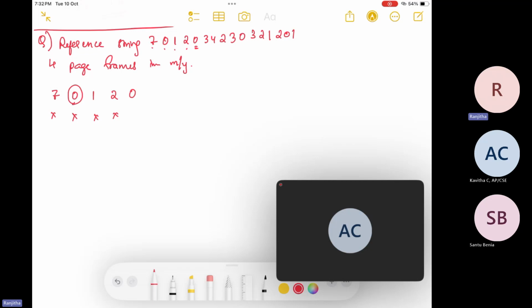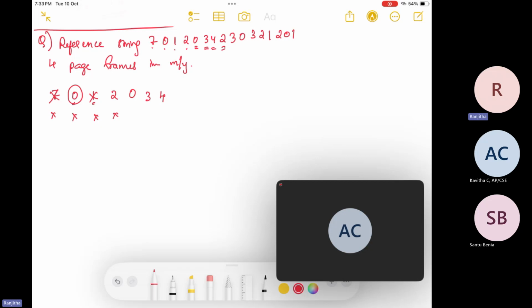Now 0 is accessed, 0 is available. Just bring it to the front. It's a hit. 3 is not there, it's a miss. So the least recently used is 7. So we replace 7 and bring in 3. Now 4, it's again a miss. So the least recently used is 1 now. We replace 1 with 4.